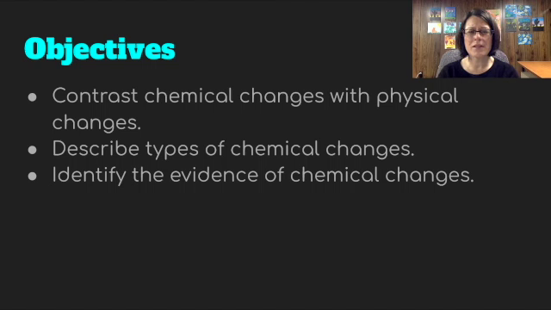So our objectives for today were to contrast chemical changes with physical changes, describe types of chemical changes, and identify the evidence of chemical changes. So now you should come up with your 5 questions, and don't forget, we're done with this chapter. So that doesn't mean you should just wait till we do Quizlet and everything to start studying. You should start studying now, going over your notes and reviewing them before we even do Quizlet and all of that.